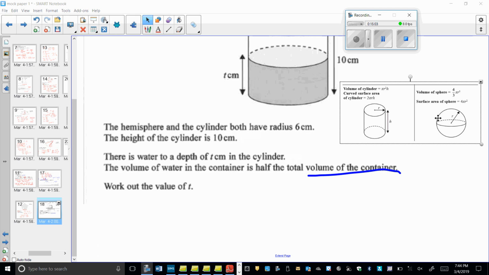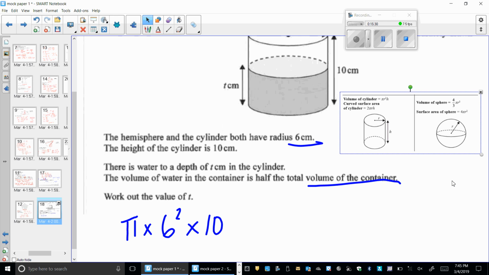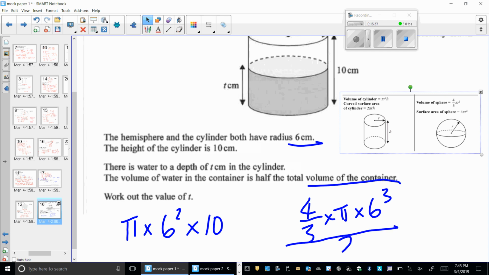The volume of the cylinder part is pi r squared h. So that's pi, the radius is 6, times 6 squared times h, which is 10. That's the cylinder part, plus the hemisphere, which is obviously going to be half of a sphere. So it's 4/3 pi 6 cubed, all divided by 2.